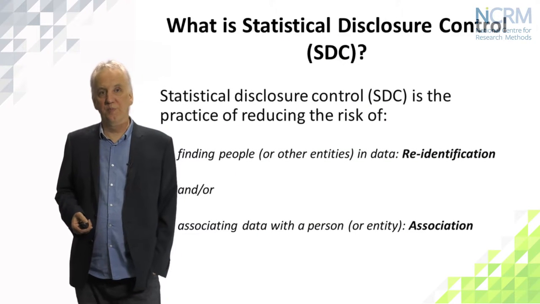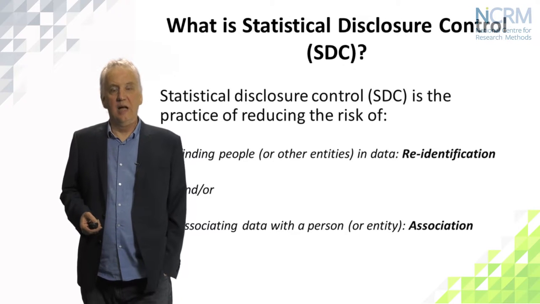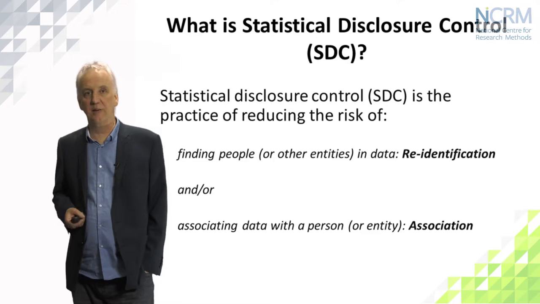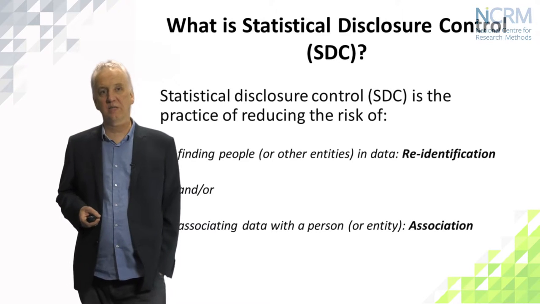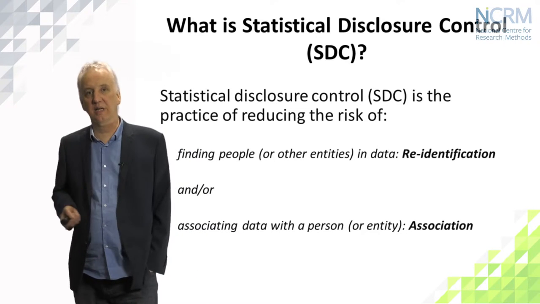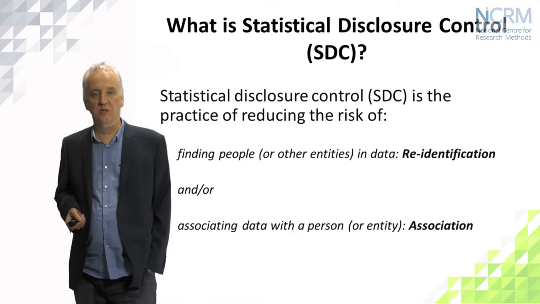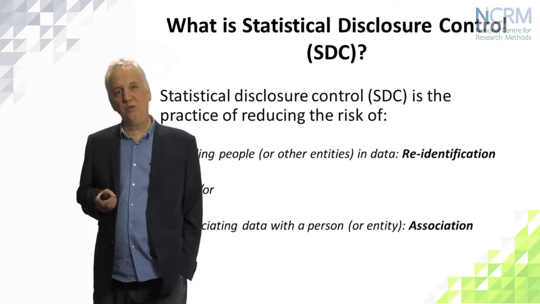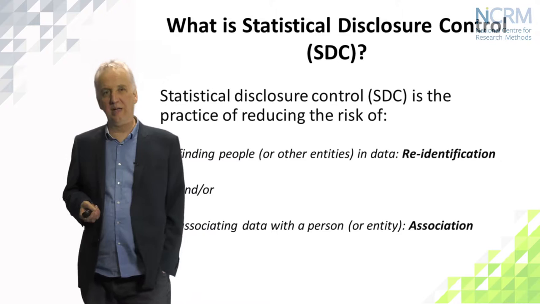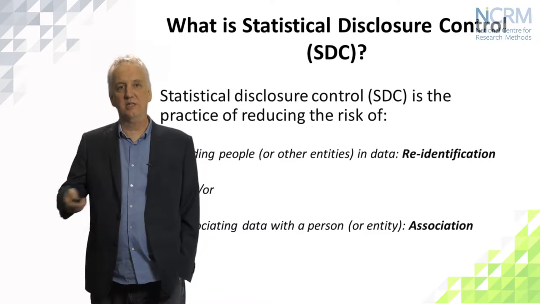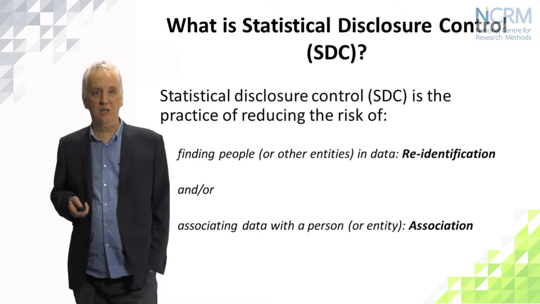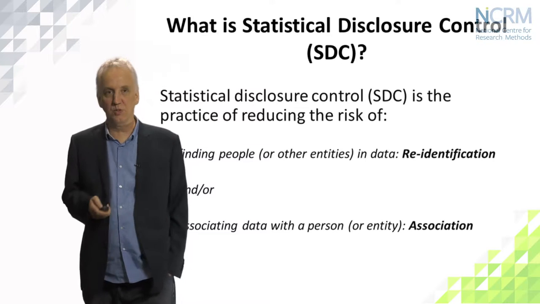What is disclosure control, often called SDC? It's the practice of reducing the risk of finding people or other entities in data, what's called re-identification, and or associating data with a particular person or entity, known as association. Now, these two things sound quite similar, but actually they can occur independently. Often they occur together. Often re-identification leads to association. Actually, it's the association which causes the disclosure, not the re-identification, as we'll see shortly.